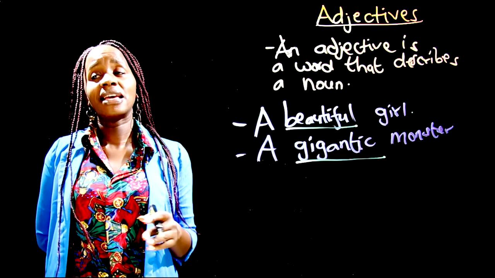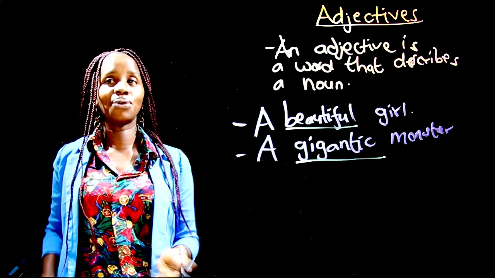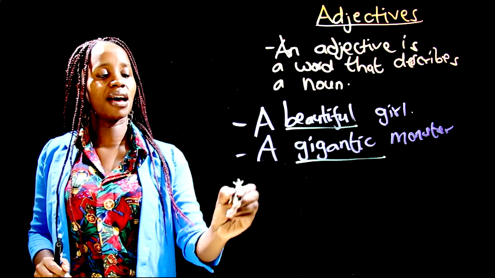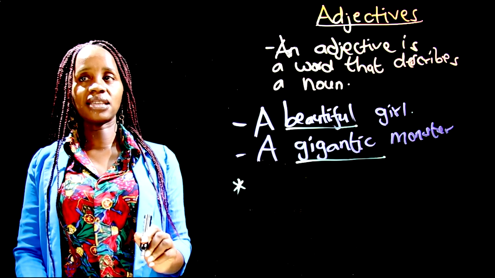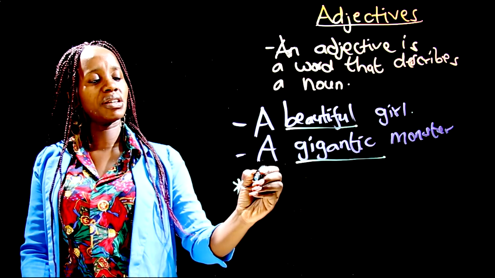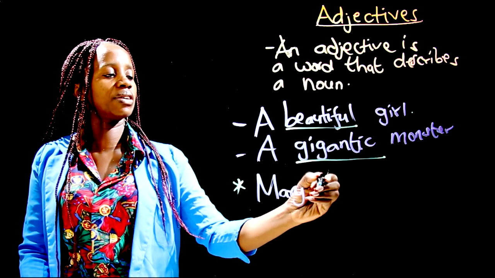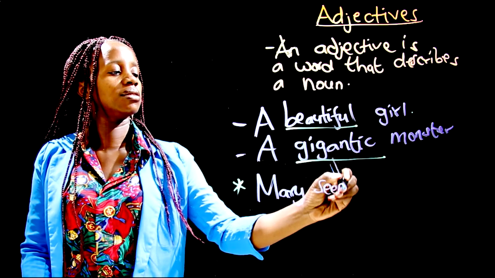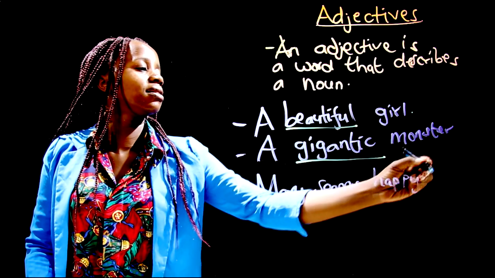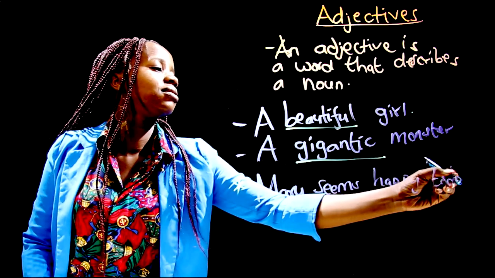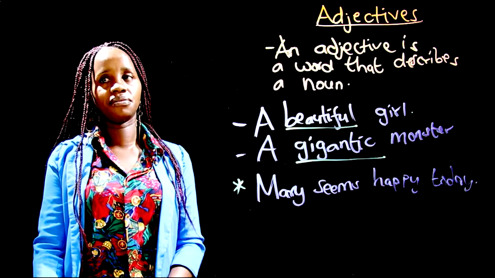What happens if it comes in a way that we don't know? For example, let us use this sentence here and figure it out together. The sentence I'll give is, Mary seems happy today.